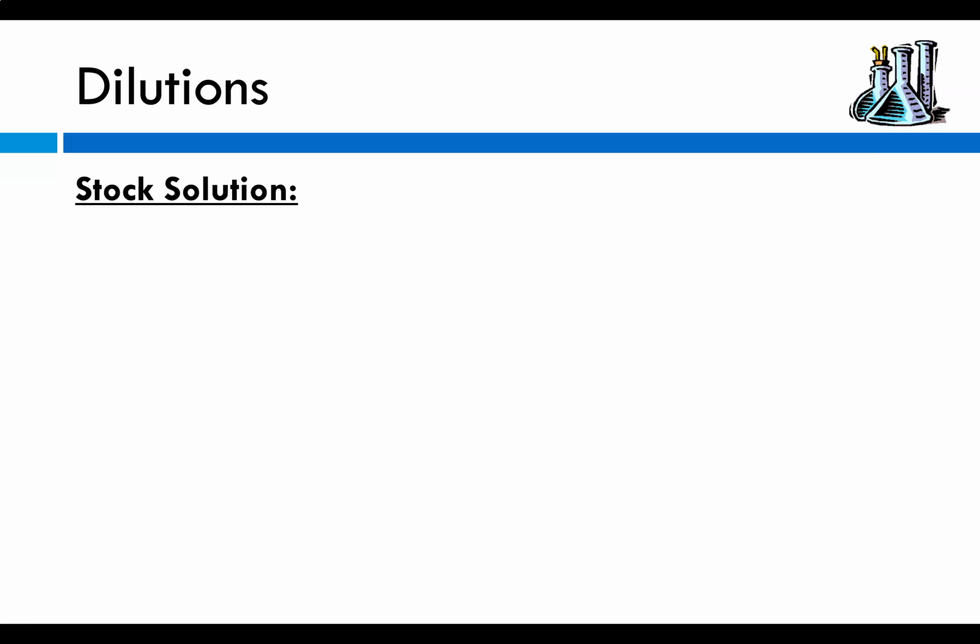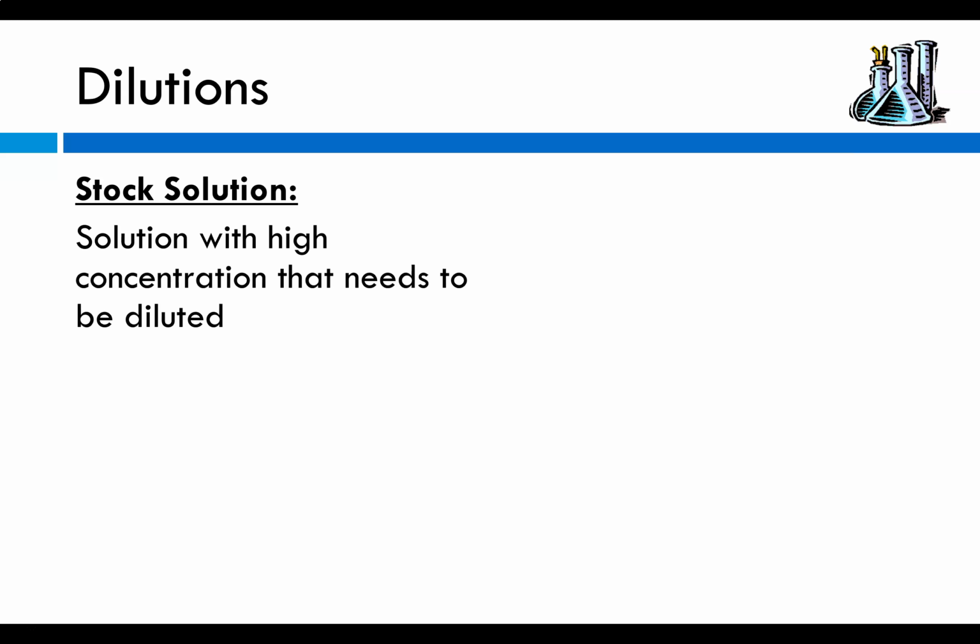So when we're talking about dilutions, we've got a little bit of terminology to clear up. So first is the stock solution. The stock solution is the solution with a high concentration that needs to be diluted. I remember this because when I go to get a solution, I'm going to go to the stock room. Instead of shipping diluted solutions, most chemical supply companies are going to ship pretty highly concentrated solutions. That way they're actually shipping the chemical to you and not just a whole bunch of water.